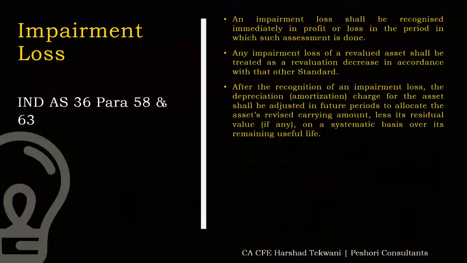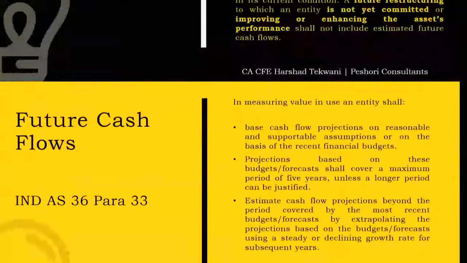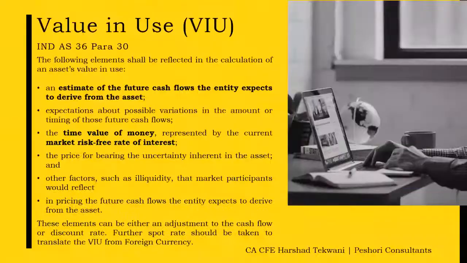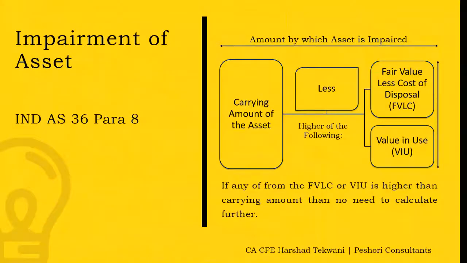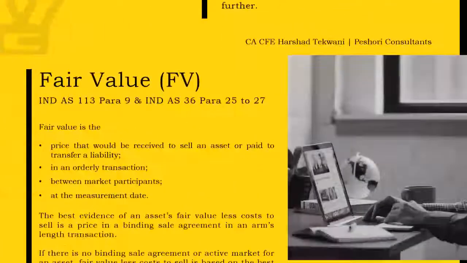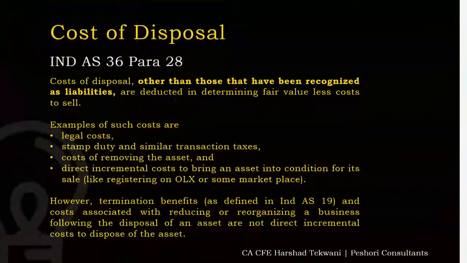Moving ahead, impairment loss. As we saw, value in use, fair value less cost of disposal, and the carrying amount. If I move back to my original upper slide, which was pertaining to this impairment of asset, impairment of asset is nothing but the carrying amount of the asset less the higher of fair value less cost of disposal and value in use. The difference between both will be my impairment loss that I need to recognize. And how I need to recognize it, we'll discuss now.